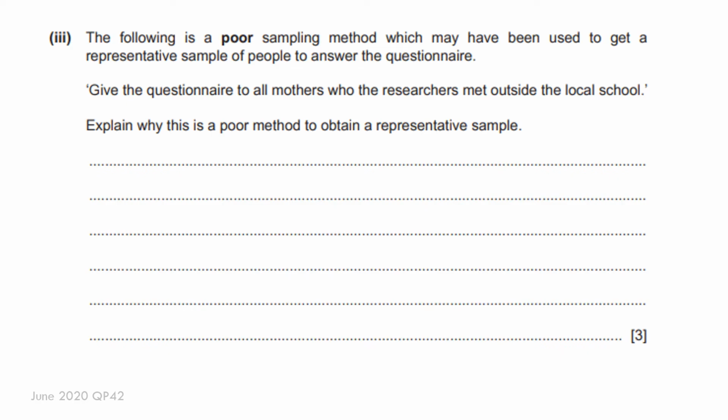Again, this is where you see a poor sampling method. Here, you've been asked to focus on all mothers. Well, not all mothers will meet outside the local school. It could be fathers that go there. It could be grandparents. It could be a babysitter. So it's a poor method to just target all mothers.